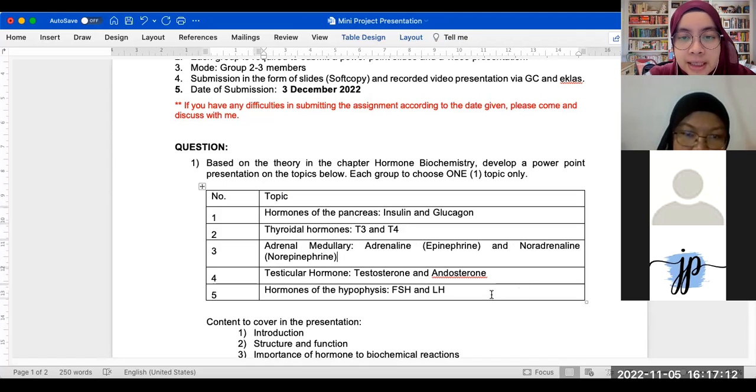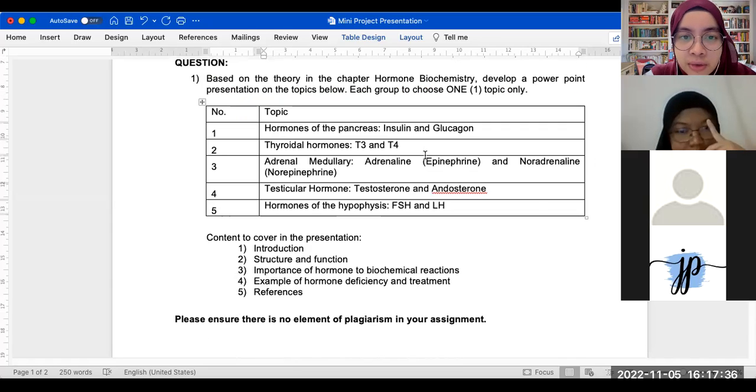Then testicular hormones, basically testosterone and androsterone, and hormones of hypophysis, which is FSH and LH, the ones in our menstrual cycle. So you need to pick. These 5 are actually influencing the biochemical reactions in our body.